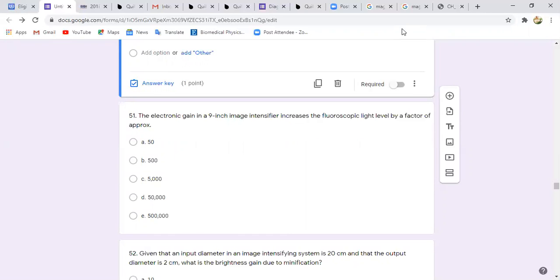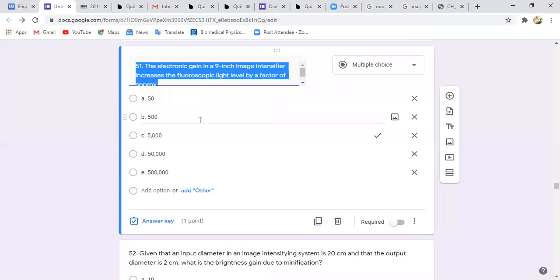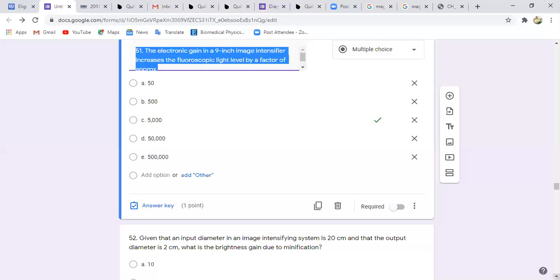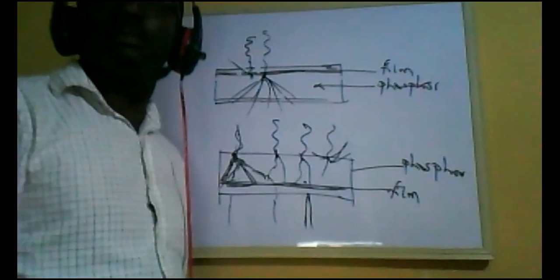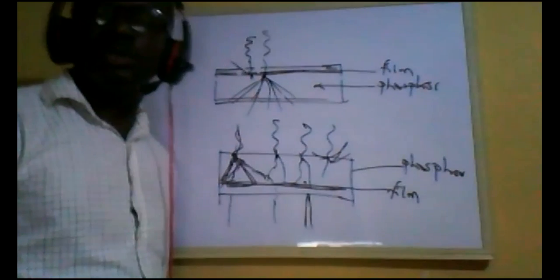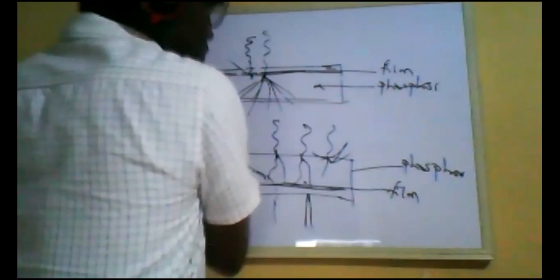I think I need to use the board for this. It should be 50, but I'm afraid I don't think we have an answer here. 5,000. That's not possible. Let's use the board. Let me stop the share and then, okay.